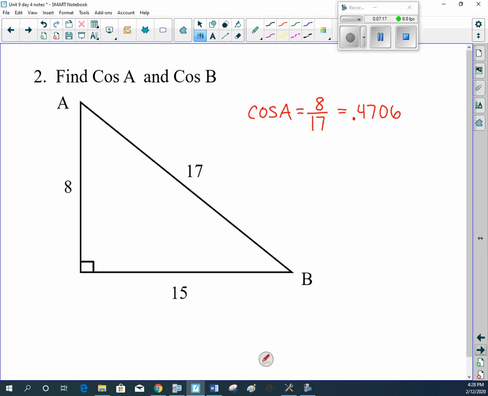Okay, cosine B is adjacent over hypotenuse. And we can leave it like that, or we could go ahead and divide that out. So 15 divided by 17 as a decimal is 0.8824. So you could write it either way. All right.